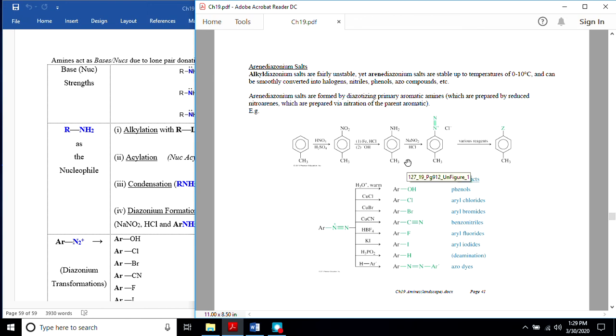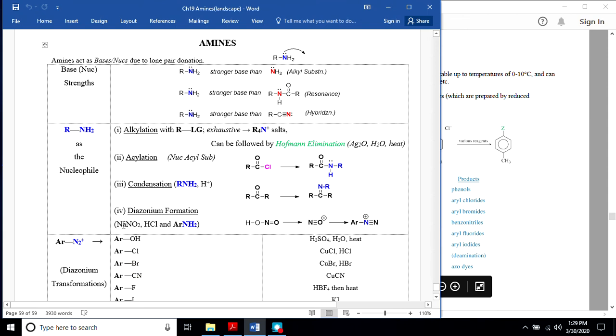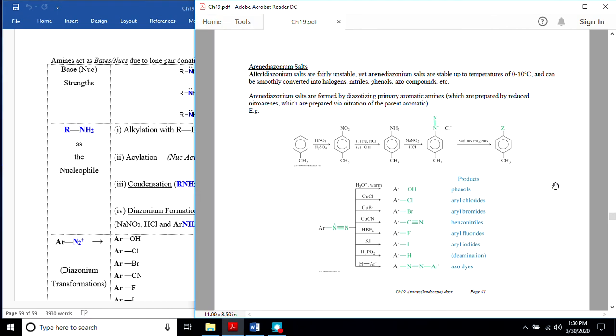So the first important reaction is your aromatic amine reacting with sodium nitrite and HCl. So this is your NaNO2, HCl reacting with your aromatic amine to give your diazonium salt. So that's summarized here. NaNO2, HCl and our aromatic primary amine gives you the diazonium salt. The mechanism is in the notes.